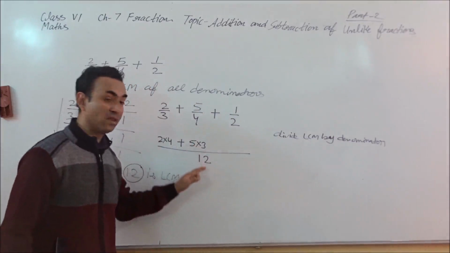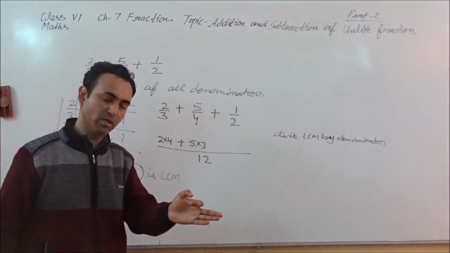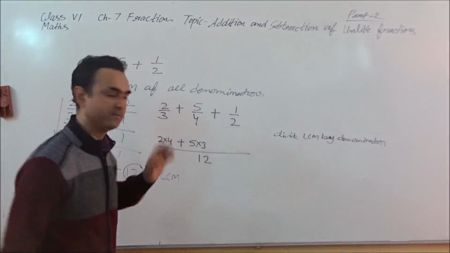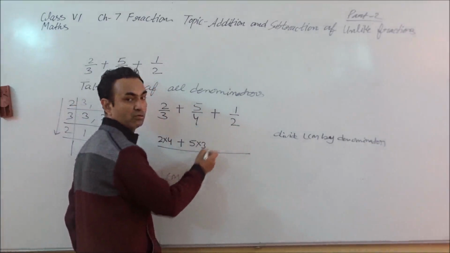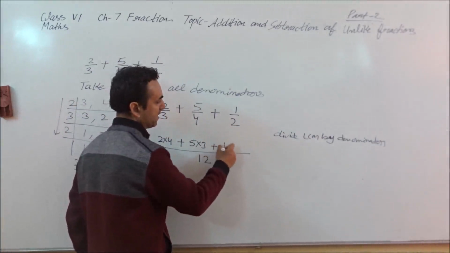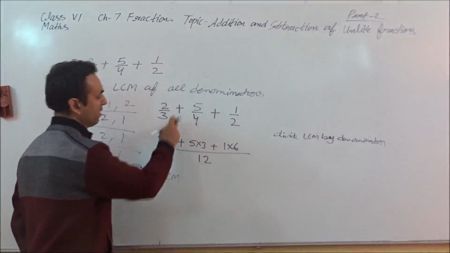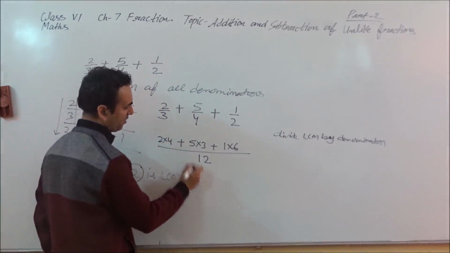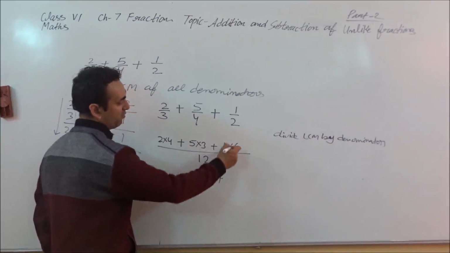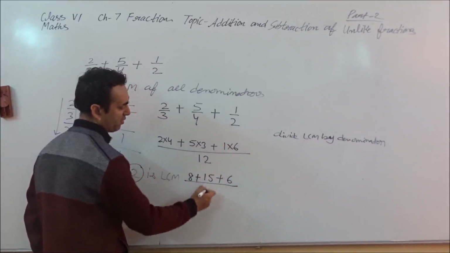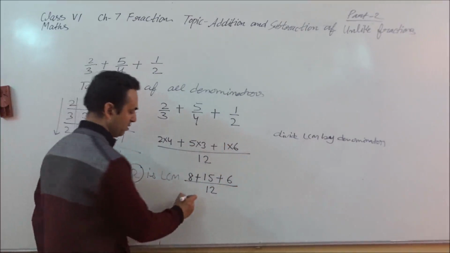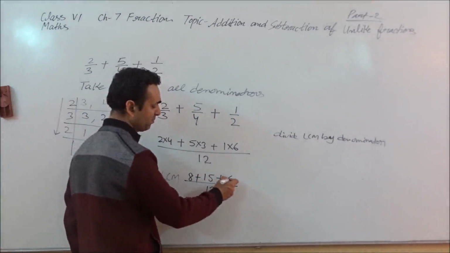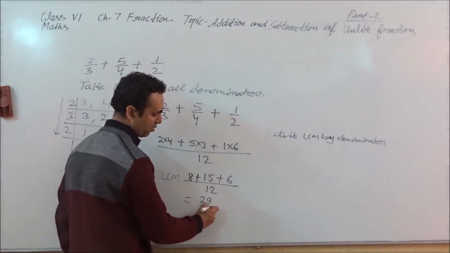It means the LCM will be divided by the denominator, and whatever number you get, you will multiply by the numerator. 12 divided by 2, you will get 6, and 6 multiplied by 1. In between, you will apply the plus sign, right? Now, 2 fours are 8, 5 threes are 15, 1 six is 6, upon 12. Here, 8 plus 15, 23, 23 plus 6, 29 upon 12.